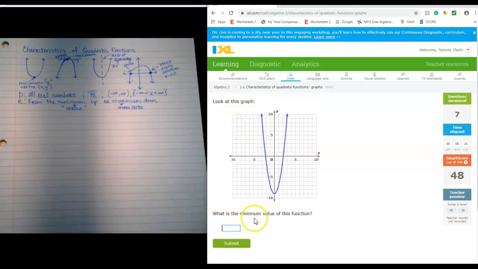Look at this graph. What is the minimum value of the function? So again, it's going right through -9. It's an invisible line that goes and it hits right here. So that would be the minimum value.